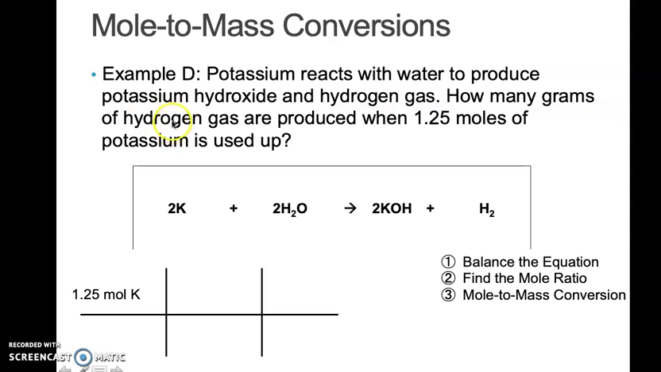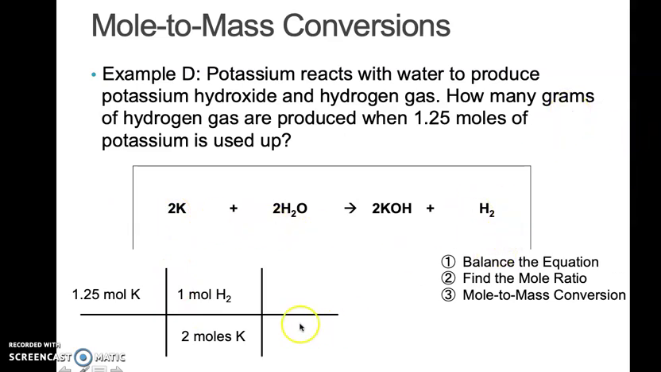We cannot go from moles of one substance to grams of another substance. Okay, we need to go from moles of potassium to moles of hydrogen, and then from moles of hydrogen to grams of hydrogen. So how do we do that? We have to set up our mole ratio here. We want moles of potassium to cancel out, so we're going to put moles of potassium on the bottom. And we want moles of hydrogen, so we're going to put moles of hydrogen up top. And how do we get these numbers? Well, these are the coefficients in our equation, okay?